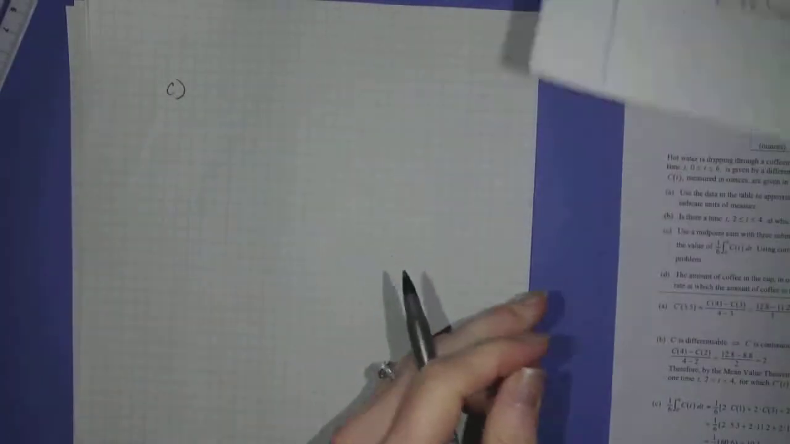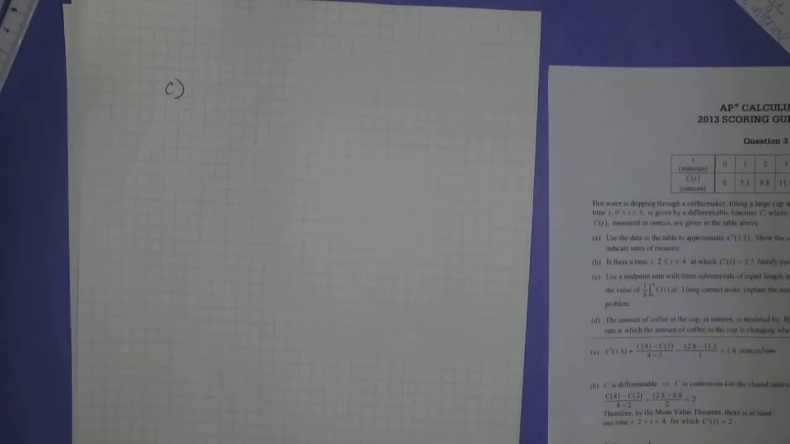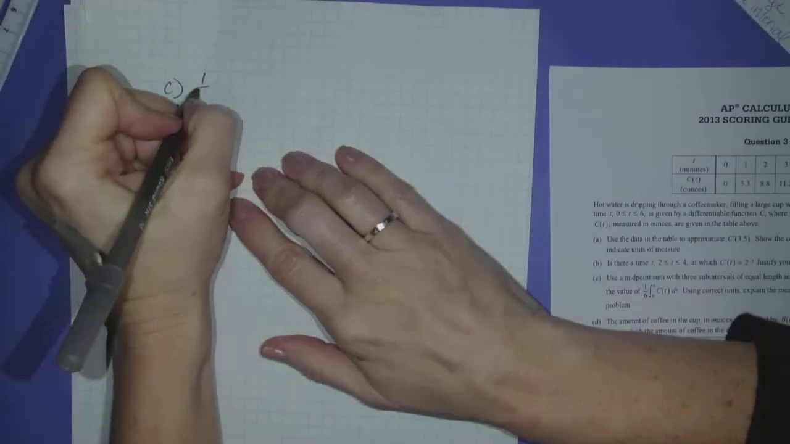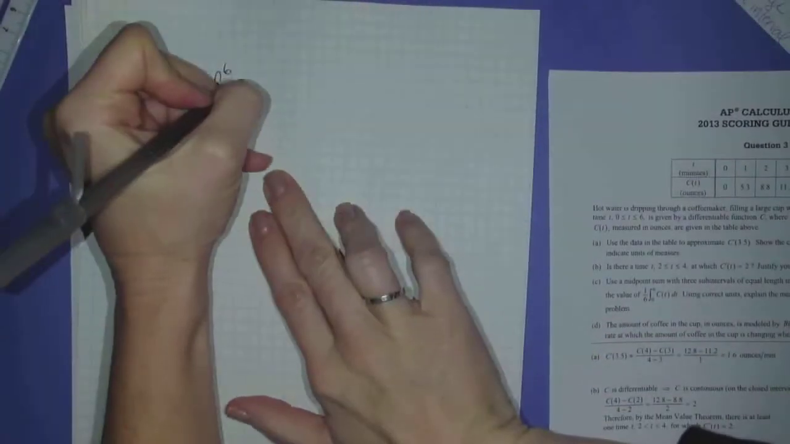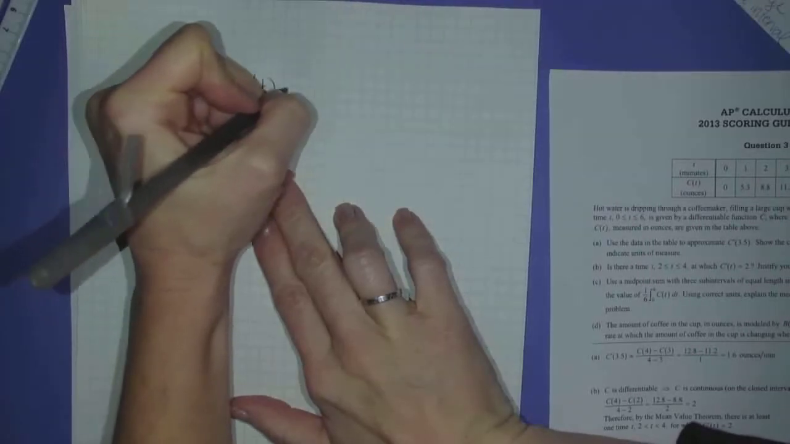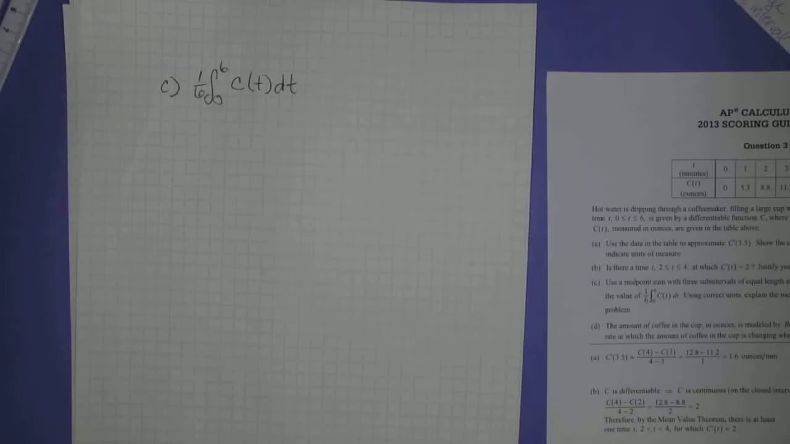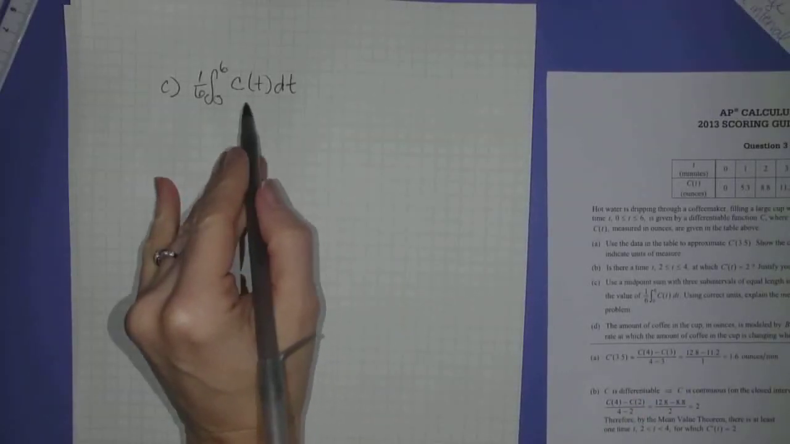Letter C. Okay. C says, use a midpoint sum with 3 subintervals of equal length indicated by the data in the table to approximate the value of 1/6 times the definite integral from 0 to 6 of C of t dt. And using correct units, explain the meaning of this in the context of the problem.